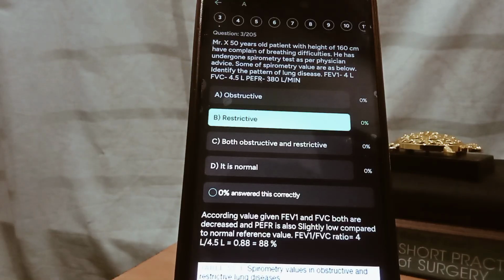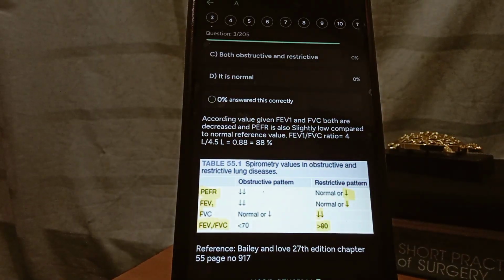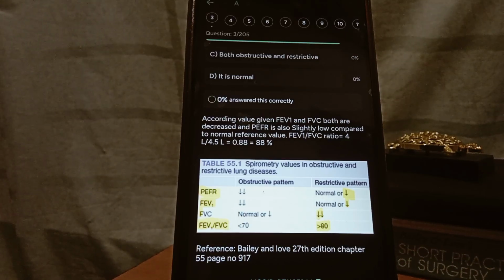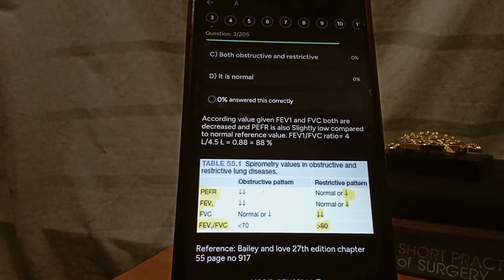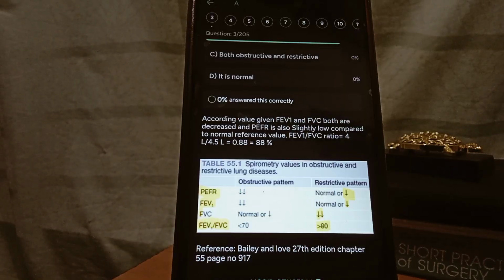The answer is restrictive. According to the value given, FEV1 and FVC both are decreased, and PEFR is also slightly low compared to normal reference value. So the FEV1 divided by FVC ratio is, that is 4 liter divided by FVC, that is 4.5. Answer is 88%. Since FEV1 by FVC is more than 80%, this is of restrictive pattern.